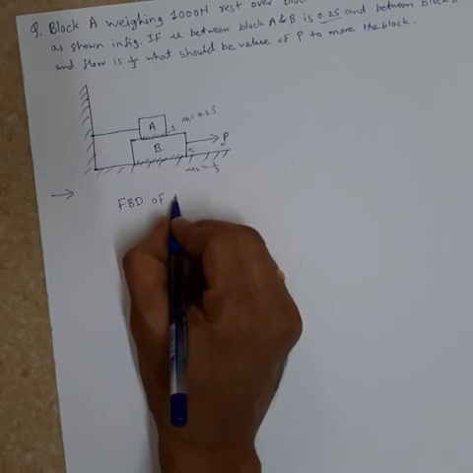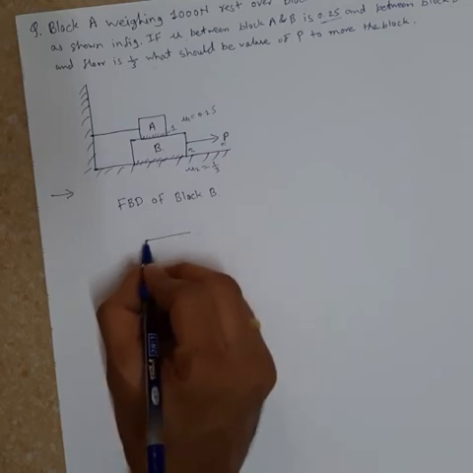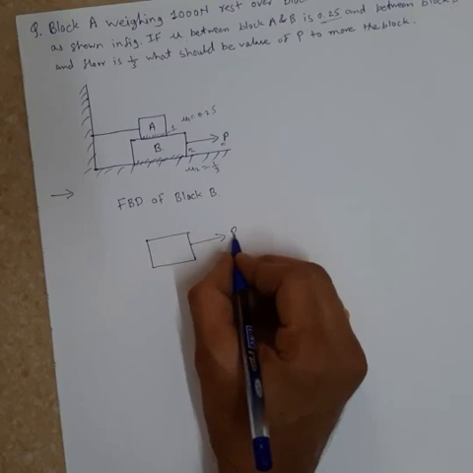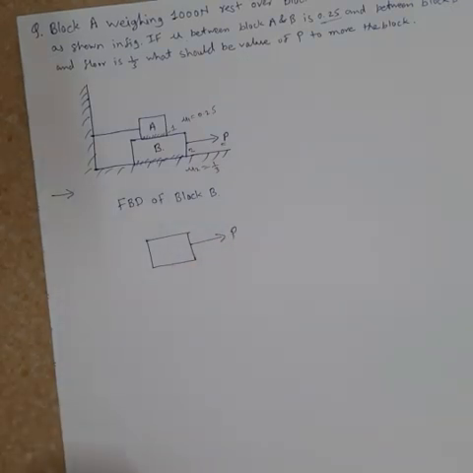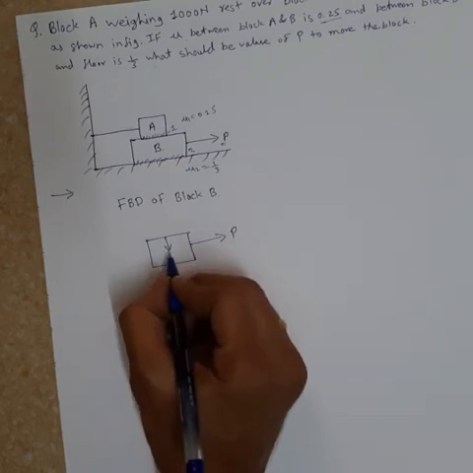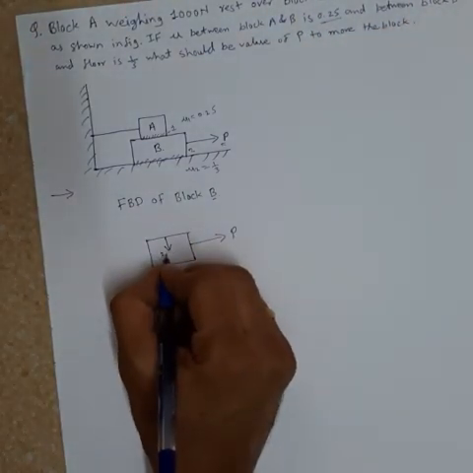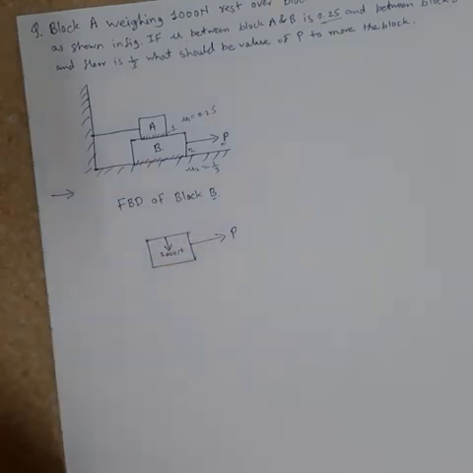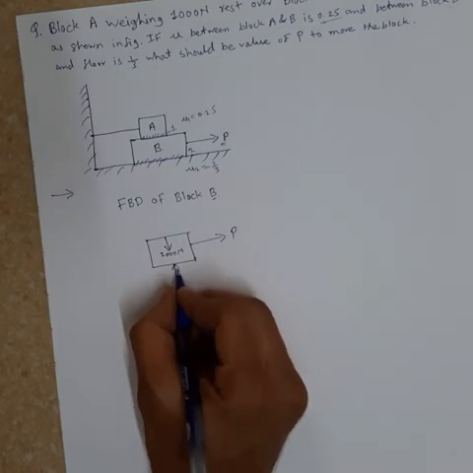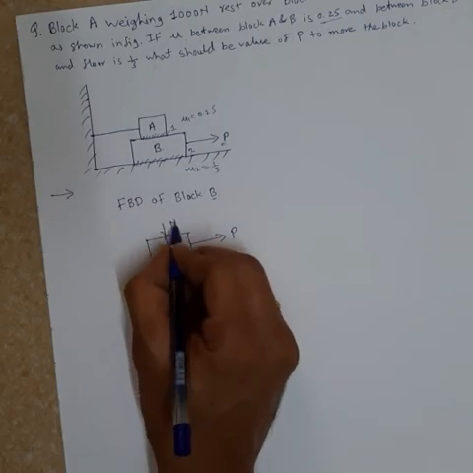of block B. So this is the free body diagram. The applied force P will be the active force, as well as its weight. The weight given for block B is 2000 Newton. Then the reactive forces: at this contact surface 2, the normal reaction, let's denote it by N2. Here at surface 1, the normal reaction N1.